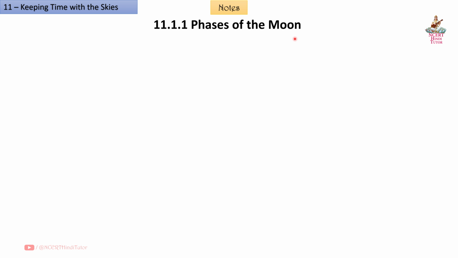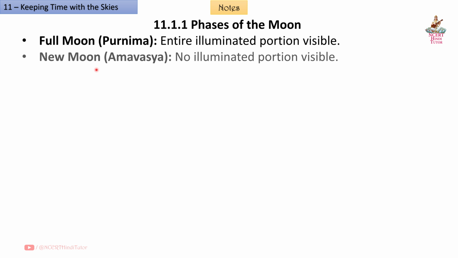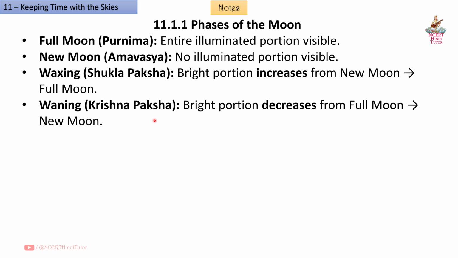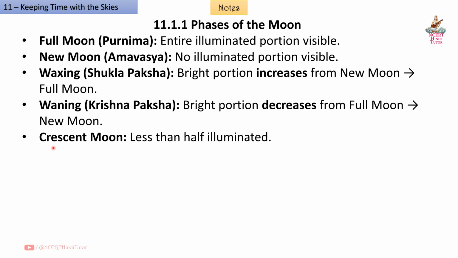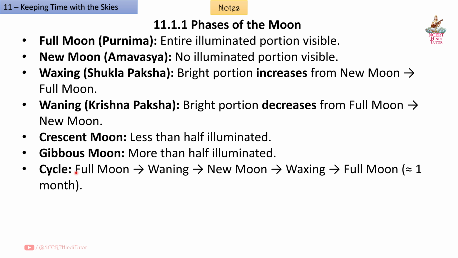11.1.1 Phases of the moon: full moon, Purnima, entire illuminated portion visible; new moon, Amavasya, no illuminated portion visible; waxing, Shukla Paksha, bright portion increases from new moon to full moon; waning, Krishna Paksha, bright portion decreases from full moon to new moon; crescent moon, less than half illuminated; gibbous moon, more than half illuminated. Cycle: full moon, waning, new moon, waxing, full moon, approximately 1 month.